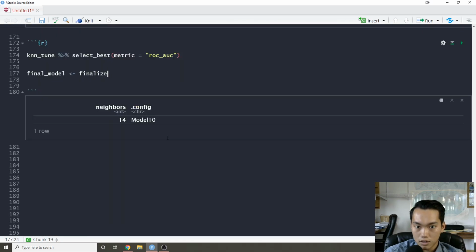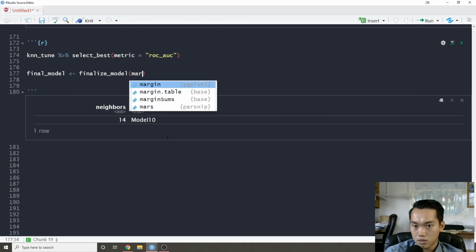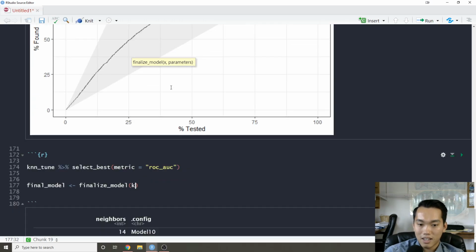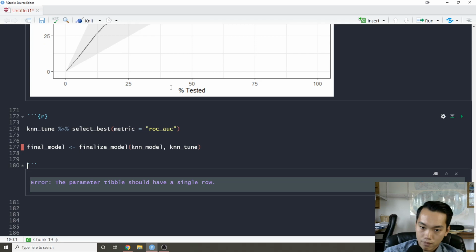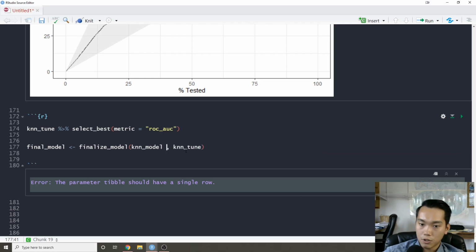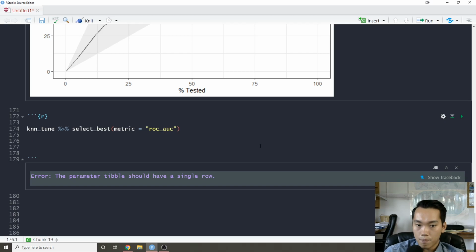We'll do our finalize model. Was it Mars? What do you call it again? KNN model, and then KNN tune. Select best KNN. Ooh, what parameters? Oh well, I'll just do this. Sorry, I'm not gonna look up how I do it again.